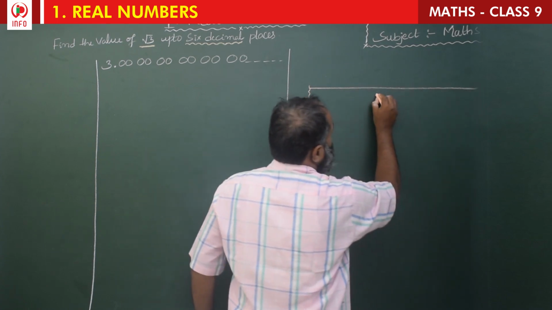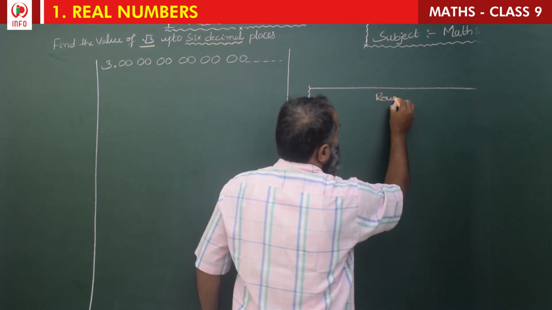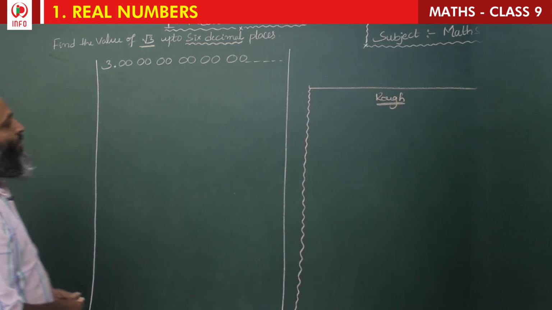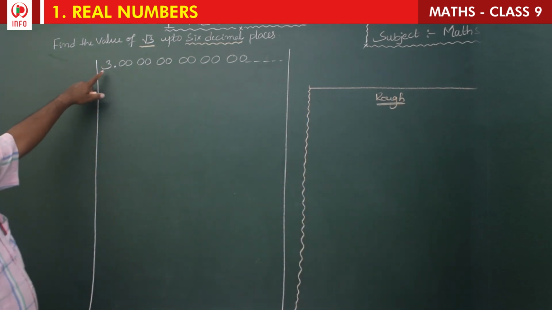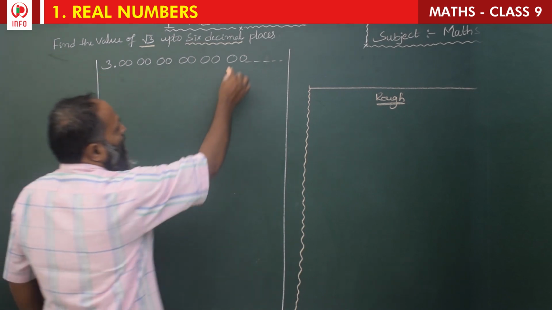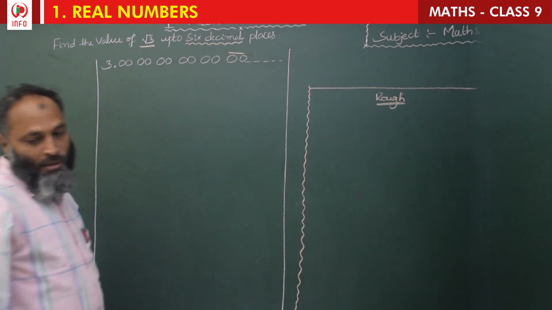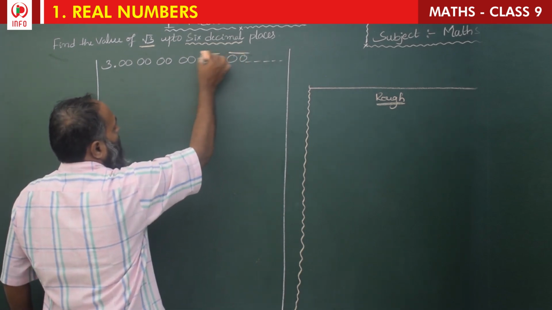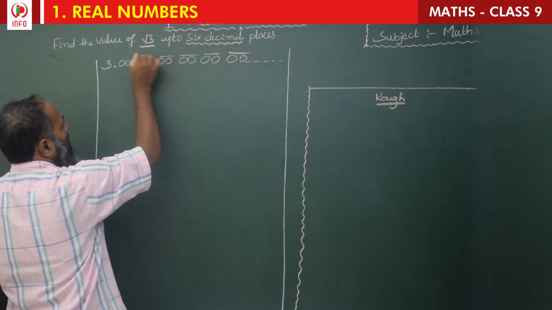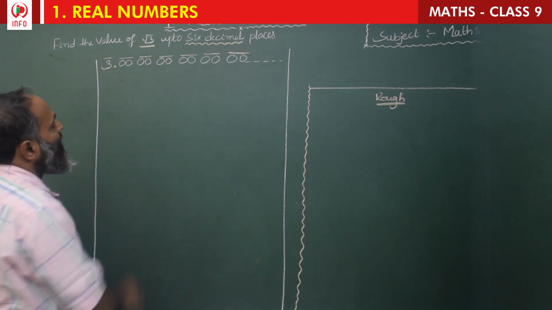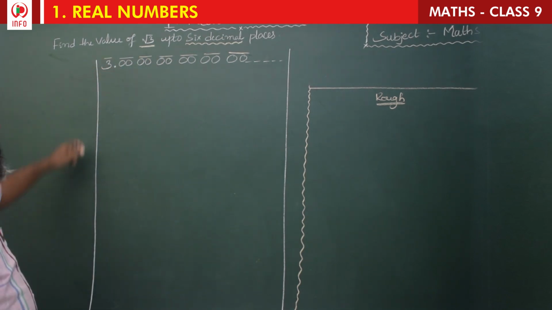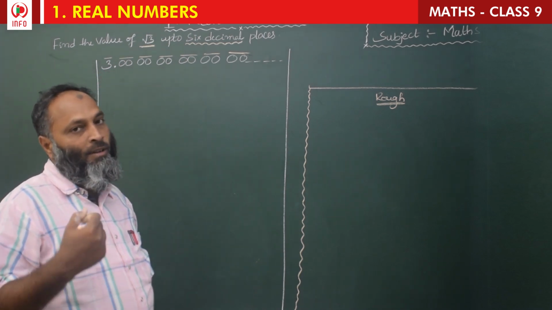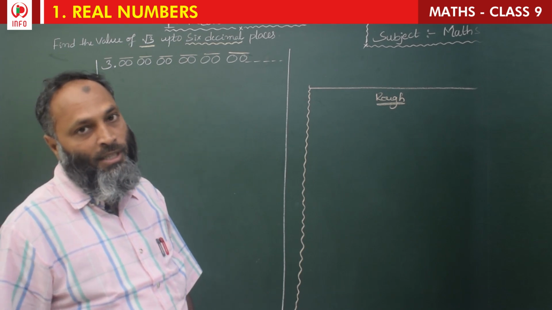This is rough. Now, root 3 value first. We should take bars on pairs of zeros. From right to left, on every 2 zeros we keep a bar, like this. Now first we should take 3. Where will the 3 fit? We should check 1 1 za, 2 2 za, 3 3 za, 4 4 za, like that.